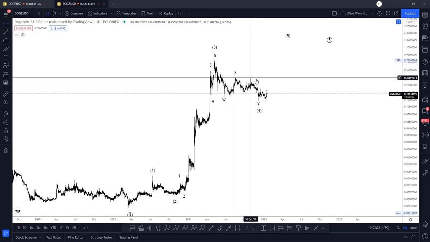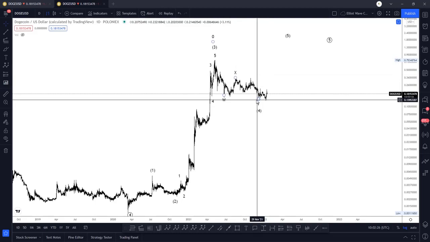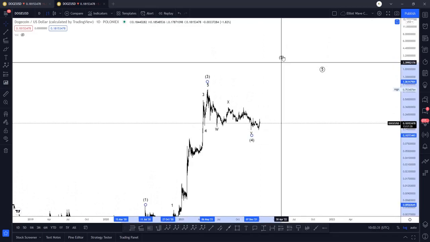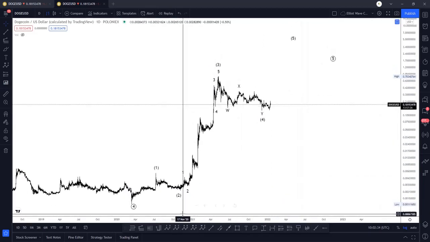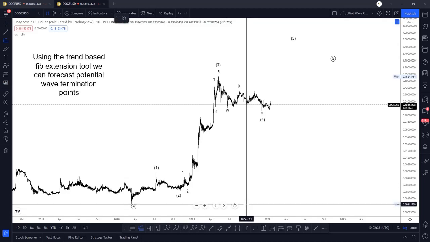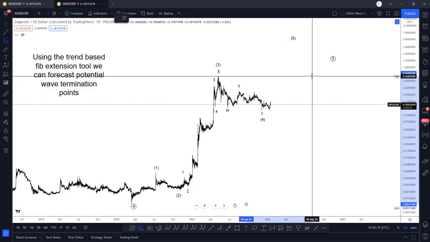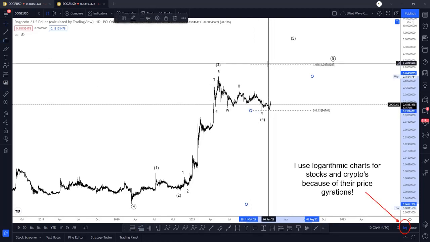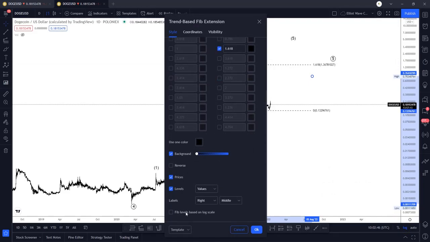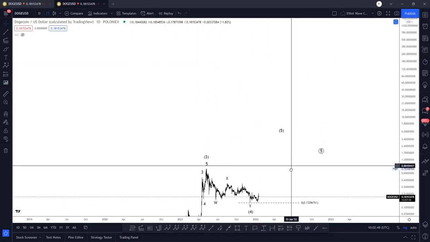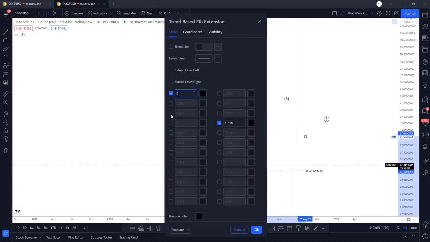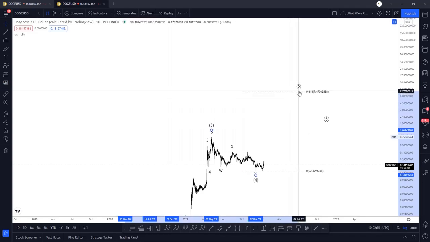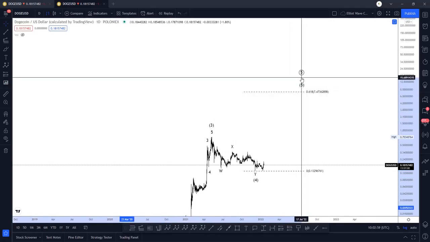And you can see a double zigzag pattern here, which ends the correction, and wave 4 ends right here, right? So now we can start to project where wave 5 is going to end. Normally, wave 5 ends at 0.618 of wave 1, right? We set our Fibonacci tool to logarithmic, and we look for the 0.618, and we now have a target for wave 5.